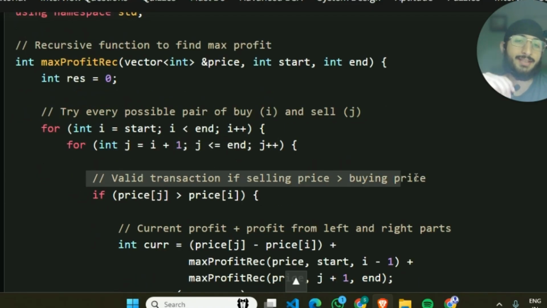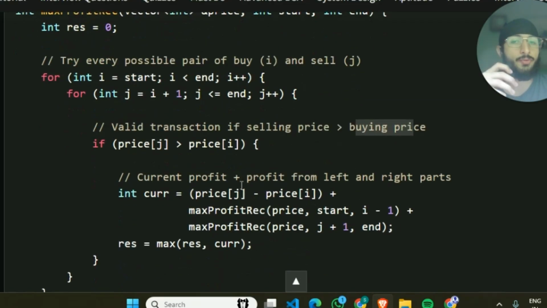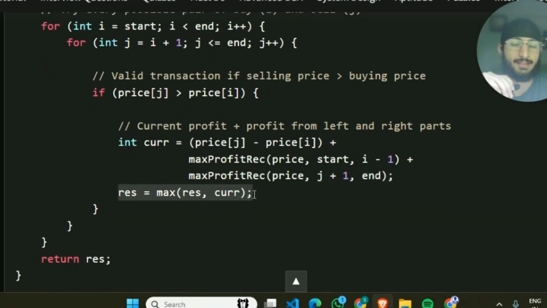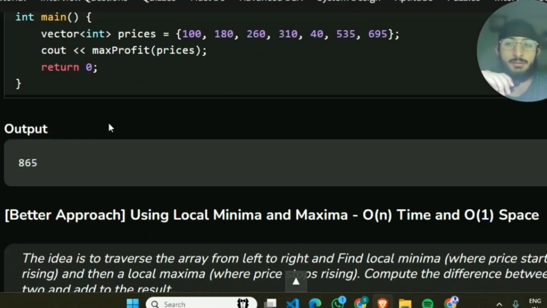Valid transaction if the selling price is greater than the buying price. So if the price of j is greater than price of i, that is, if the selling price is greater than the buying price, that would be a valid transaction because we are making profit. Then we add the current profit plus the profit from left and right parts. So current is price of j minus price of i, that is the current profit, plus the profit from the left using recursion, max profit recursion, price start to i minus 1, and then j plus 1 to end. So we add these two and we store the maximum result and just call the maximum profit recursion function in the main function starting from the 0th index and going up to the n minus 1th index, right? So we get the output.